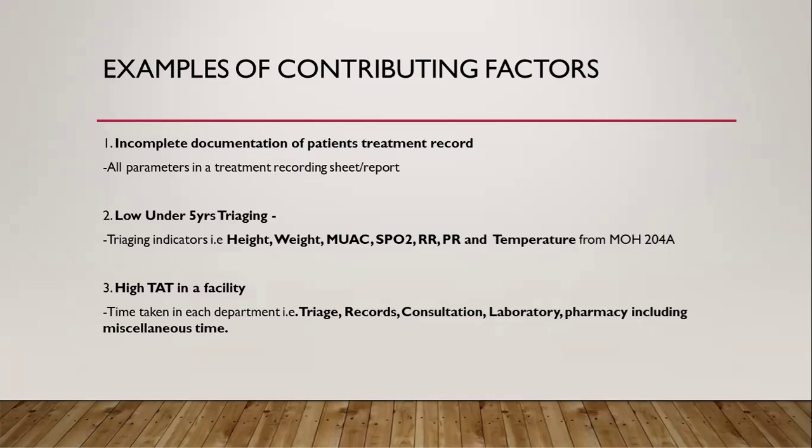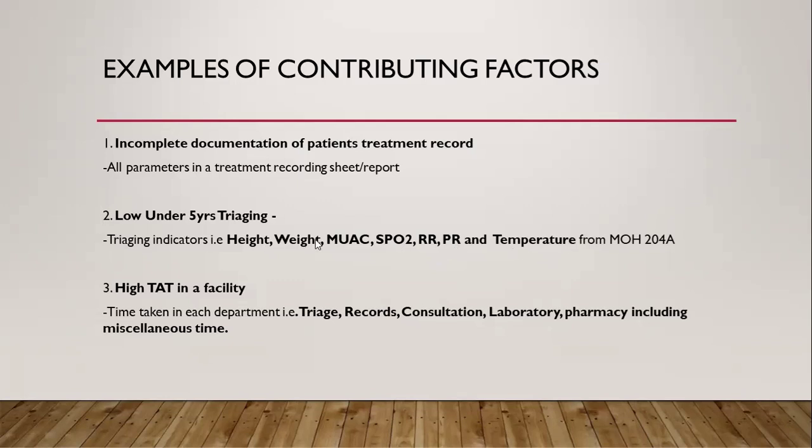Another example is when you say you have low under 5 years triaging in a facility, what are the contributing factors? The contributing factors here are the triaging indicators. And the indicators are actually guided. They are written in MOH 204A. For you to say that you have triaged an under 5-year-old child, you must take all the 7 parameters: the height, the weight, the MUAC, the oxygen concentration, the respiratory rate, the pulse rate and the temperature.